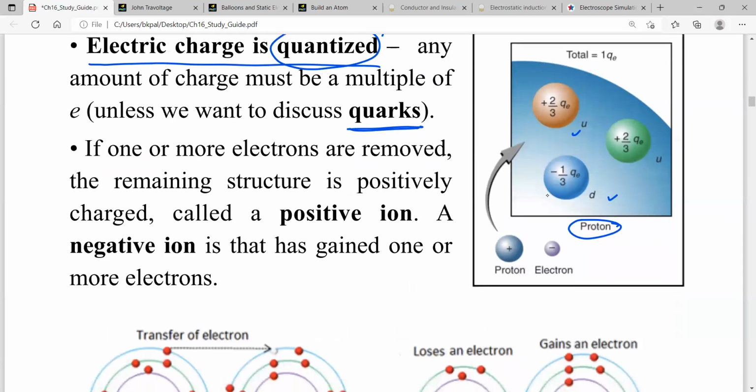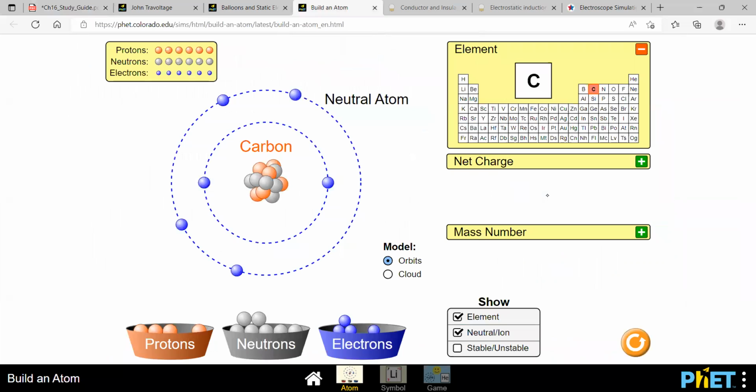Now I want to talk a little bit about ions. What is an ion? We can have two types of ion, a positive ion and a negative ion. To understand this, let's go back to this simulation. Here you see that we have a neutral atom, a neutral carbon atom. Now what happens if I add one electron? If I add one electron, you see that it is now a negative ion, because we now have 7 electrons and 6 protons.